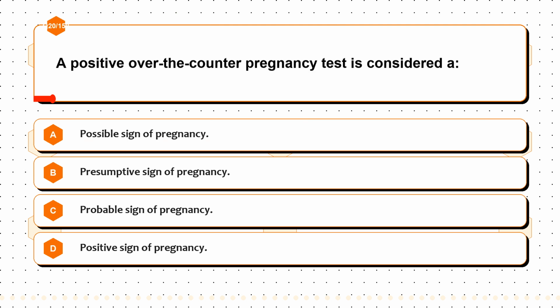Question 20. A positive over-the-counter pregnancy test is considered a: Here are the options. Option A, possible sign of pregnancy. Option B, presumptive sign of pregnancy. Option C, probable sign of pregnancy. Option D, positive sign of pregnancy.